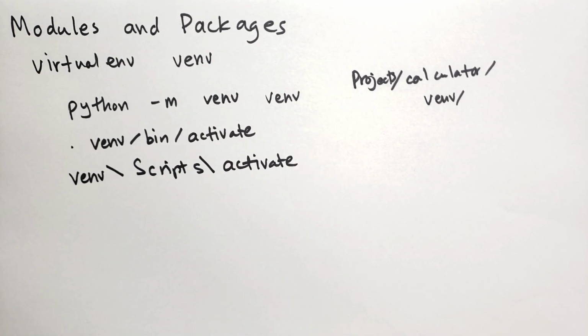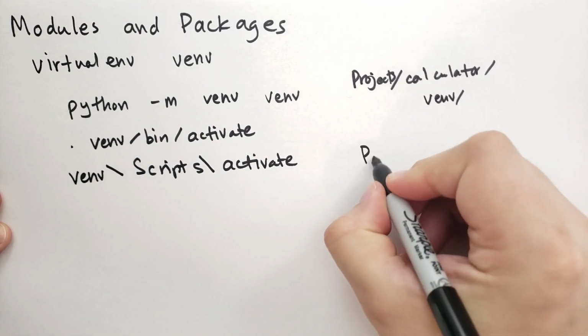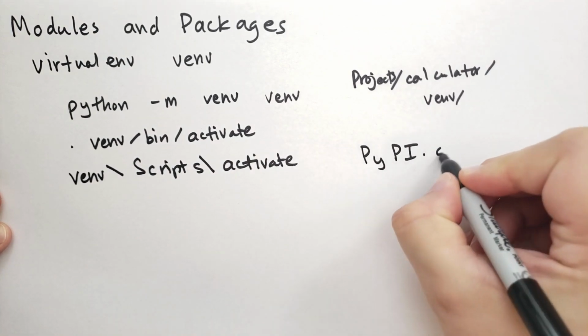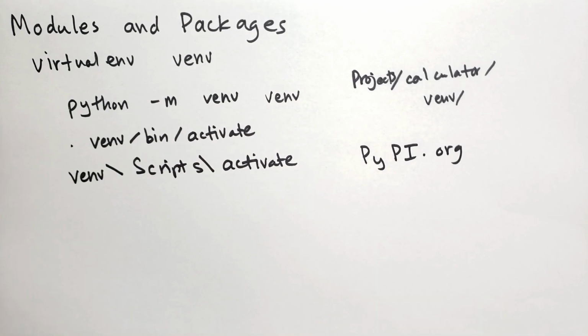Once you've activated your virtual environment, all the packages you install with pip will be installed in your virtual environment and immediately accessible. You can go to pypi.org to find a list of publicly available packages. You may also find packages you want to install at your favorite project's website.